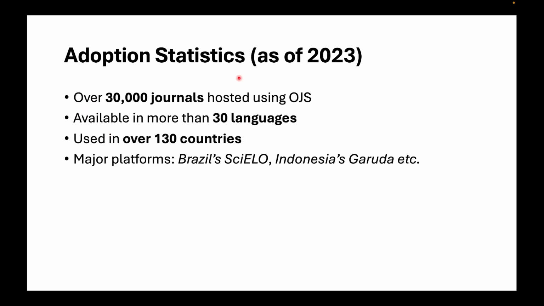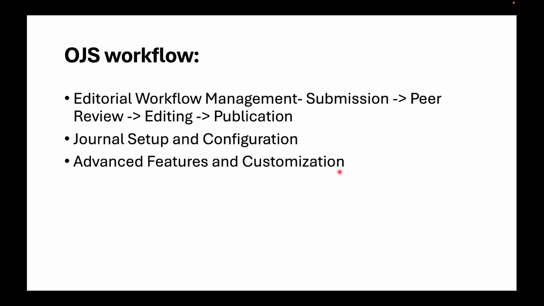About 30,000 journals were hosted using OJS, available in more than 30 languages, and in over 130 countries OJS journals have been there. You people know Brazil's SciELO is maintained in the OJS only, Indonesia's Garuda, and in our India also many journals. Current Science is also maintained in this OJS only. So many journals are maintained in the OJS only. Here there is very heavy rain, so I don't know whether the sound is coming or not.